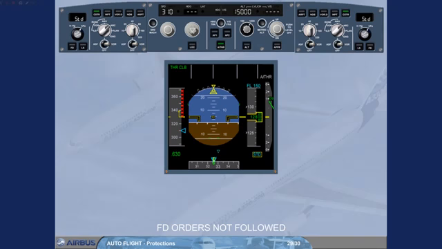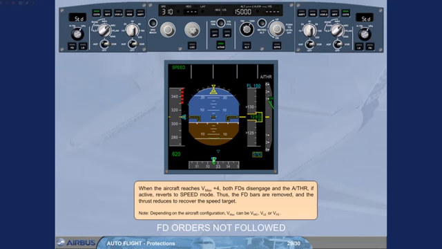When the aircraft reaches Vmax +4, both flight directors disengage and the auto thrust, if active, reverts to speed mode. Thus, the flight director bars are removed, and the thrust reduces to recover the speed target. Note: depending on the aircraft configuration, Vmax can be VMO, VLE or VFE.